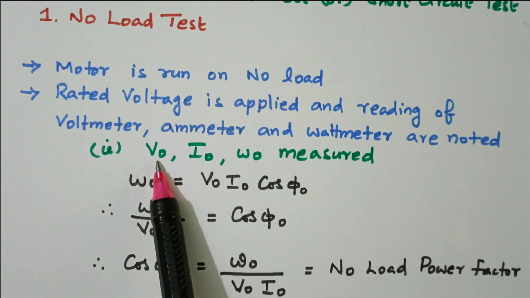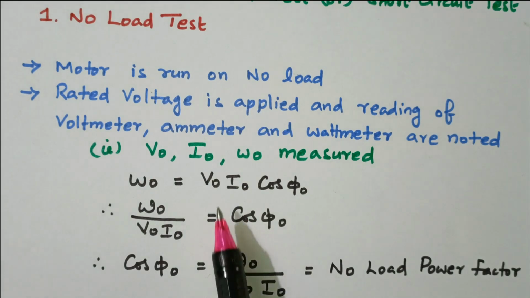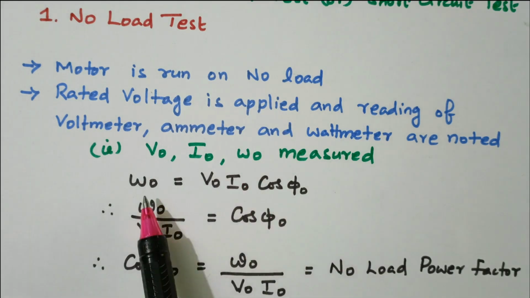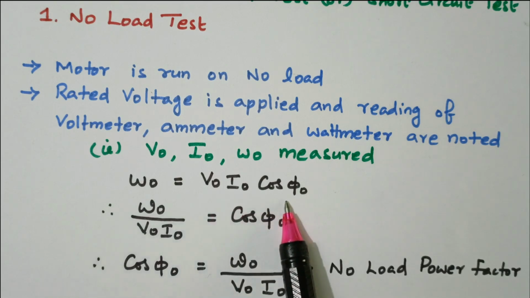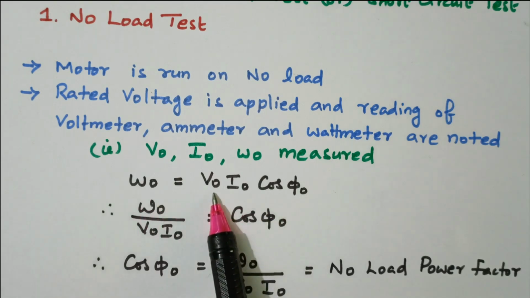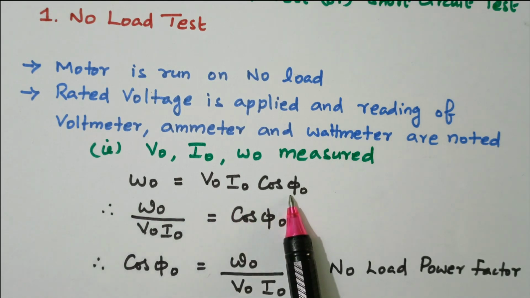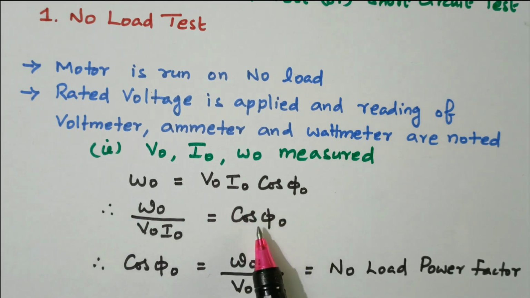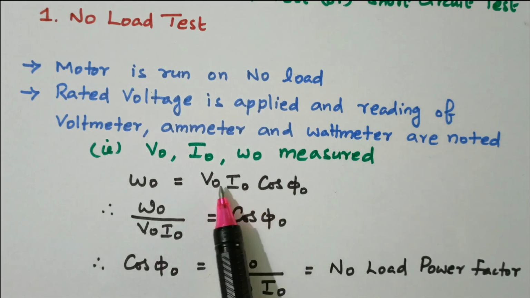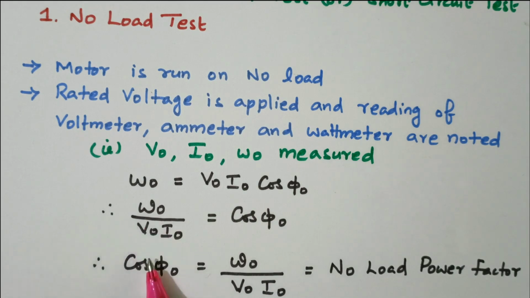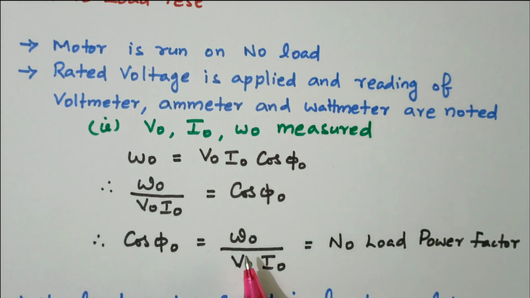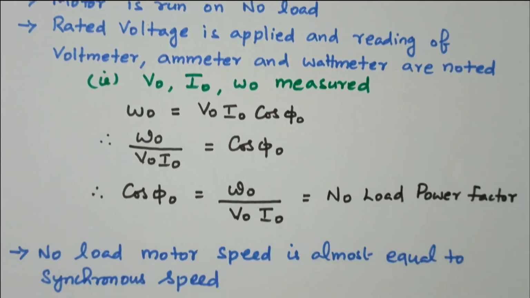These refer to no load voltage, no load current and no load power: V0, I0, W0. So W0 equals V0 I0 cos φ0. No load power equals no load voltage times no load current times the power factor at no load. So from this we can find cos φ0: bringing V0 I0 to the denominator, cos φ0 equals W0 divided by V0 I0. That is nothing but the no load power factor. So we are able to find the no load power factor from these three readings.